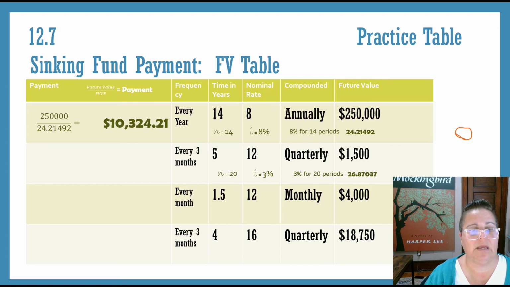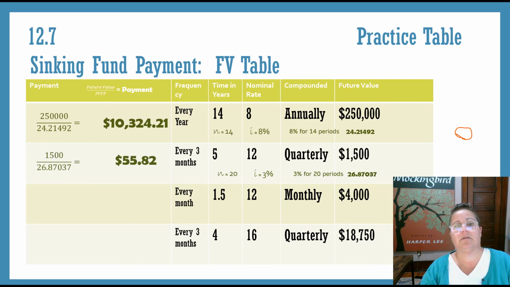So I'm going to take that $1,500 and split it by 26.87037, or $55.82. So that means that every 3 months for the next 5 years, this person needs to find a way to squirrel away $55.82. And if they do that, then in 5 years, they should have $1,500. That works out well. But I will tell you, nobody gets 12% interest. 12% interest is just not really possible.